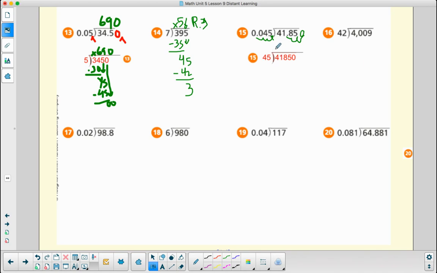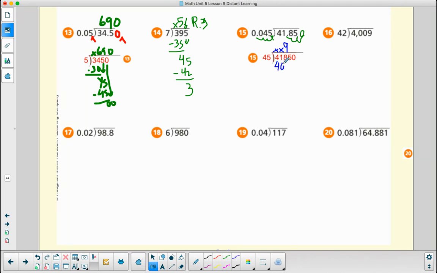All right. There aren't any 45s in 4. Don't have any 45s in 41. How many 45s in 418? Well, 50, there would be 8. There would be 8 50s in 418. So I think there's going to be 9. I'm going to just estimate that there's 9. I'm going to adjust right away on the fly. 9 multiplied by 45. Well, 10 times 45 is 450. And 450 subtract 45 would be 405.